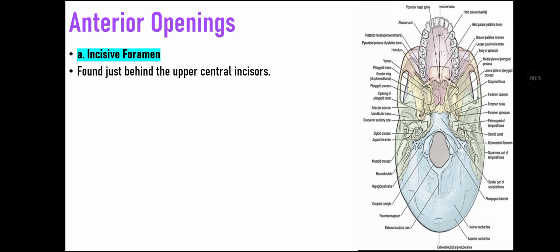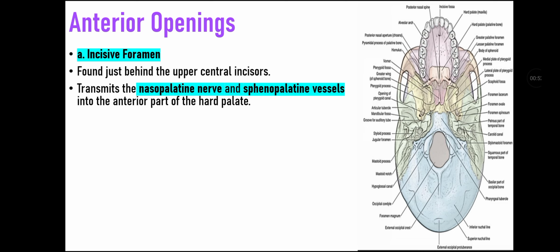First, we will talk about anterior openings that are present in anterior one third of Norma Basalis. First, we have an incisive foramen that is found just behind the upper central incisor. It transmits the nasopalatine nerve and sphenopalatine vessel into the anterior part of hard palate.